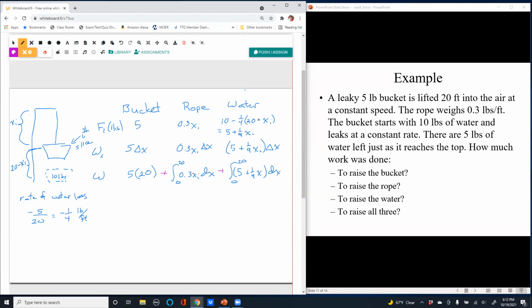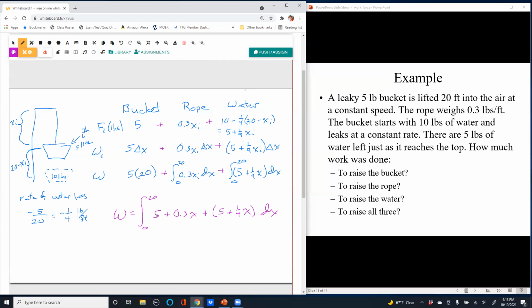I could have just as easily added them at the f sub i step. For the whole thing, we could have added them here. Or we could have added them here. So they all could go in the same definite integral. When we go to calculate the work, limits would be 0 to 20. And we could just basically take it from this step: 5 plus 0.3x plus, I'll put it in parentheses for note's sake, 5 plus 1/4 x dx.